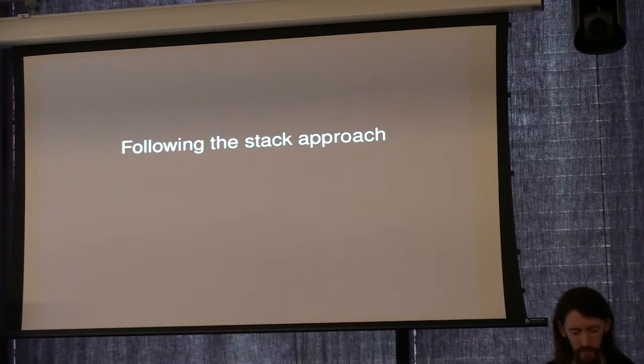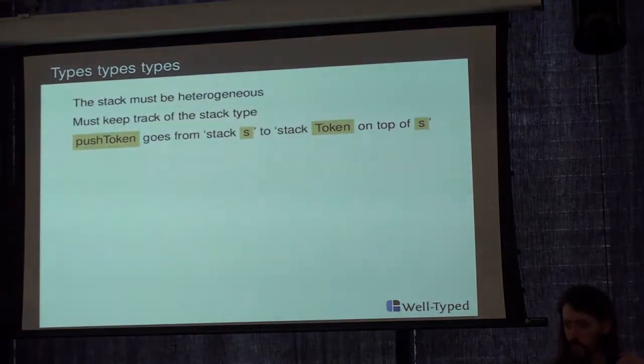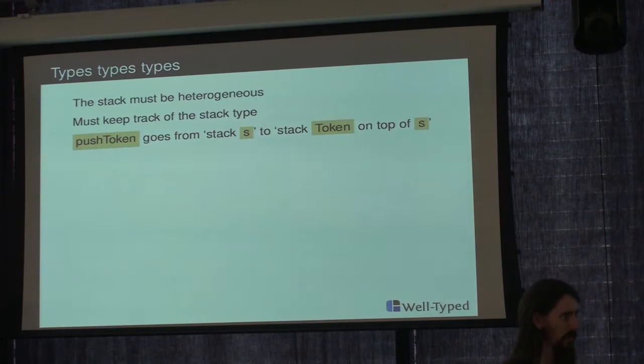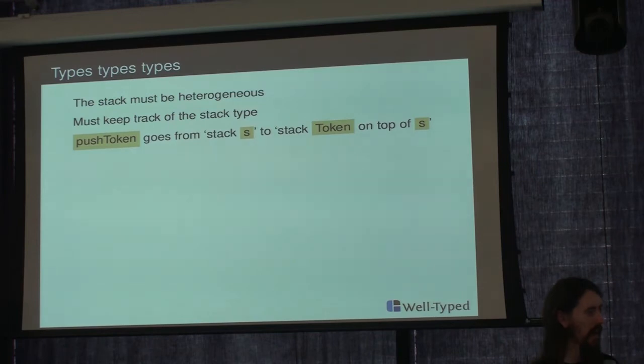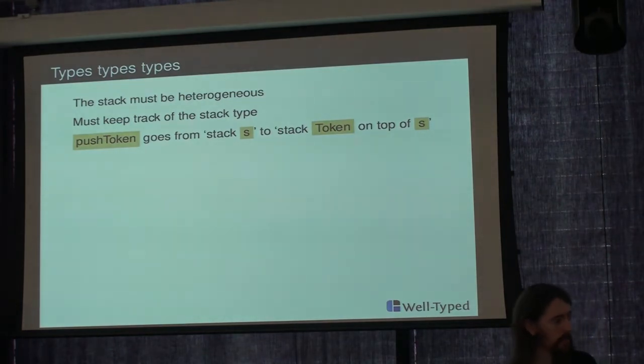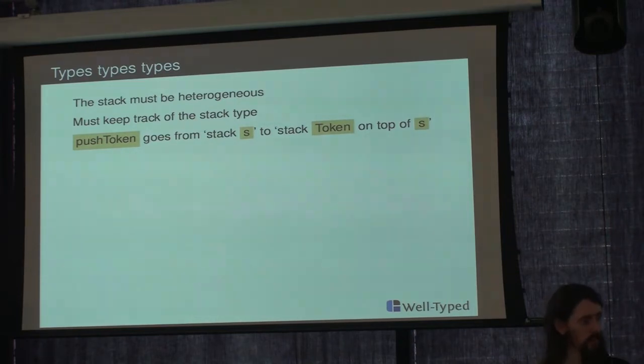Cheers. Okay. If we follow the stack approach, we have to do more funky things with types to keep track of using the stack properly. Because our stack is necessarily heterogeneous, right? You can push a thing of type A and then push a thing of type B, and you can do that differently in every single place you write it. So we have to keep track of what's on the stack and the types of the things on the stack. So, for example, push token is going to go from stack S to stack token on top of S.